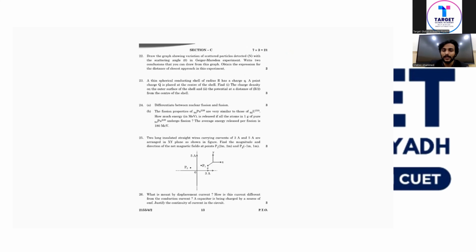Okay, now coming to section C. Section C is important for both small derivations as well as bigger derivations, and mainly important for numericals and derivations. If you check this question, you have to mention the Geiger experiment. You have to draw a graph showing that, then you have to obtain an expression.